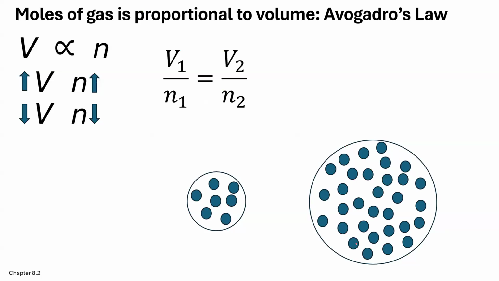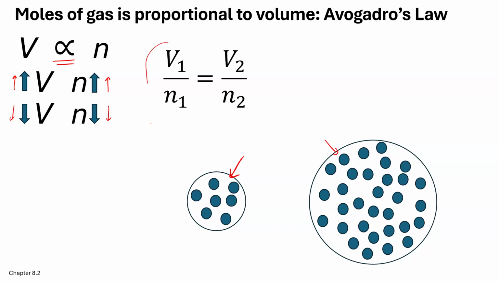All right, last one here. Moles of gas is proportional to volume. Avogadro's law. This one I think is the simplest. Just picture a balloon. You have a balloon, it's deflated, so not a lot of moles of gas in there. Blow into the balloon, you're adding moles, so you're adding volume. So again, more moles, more volume, less moles, less volume. So volume is directly proportional to moles. As you increase moles, you increase volume. As you decrease moles, you decrease volume.